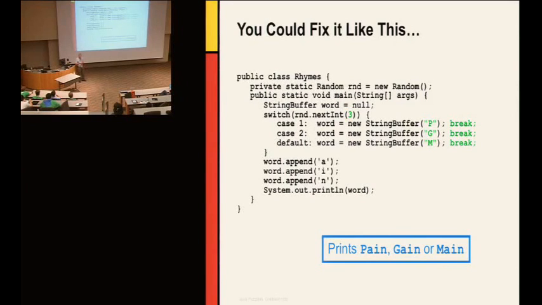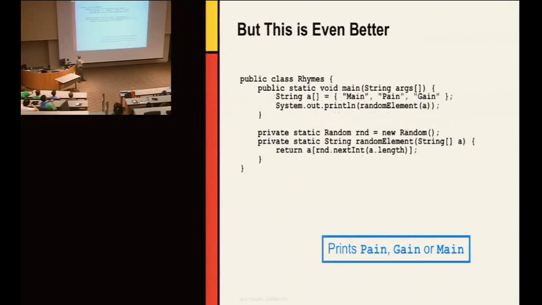But is it any good? Not really. It's ugly. It works, but it's not clear that it works. It isn't even clear what it's supposed to do. I claim that this is a better fix. Let's make a little helper method called randomElement that takes an array of strings.